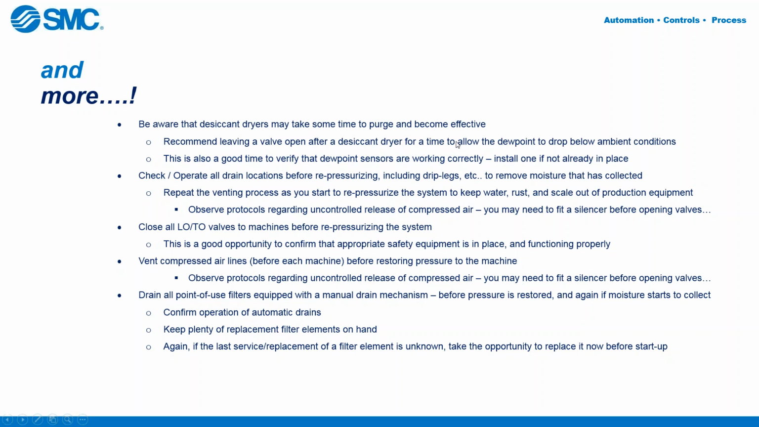Then as you start walking the plant, you'd first want to check the drain locations before repressurizing, like drip legs and other automatic drains or drain traps, so that if any moisture has collected during the shutdown, you can drain that away. Then walk the system again and repeat that process once you've repressurized, to make sure that water, rust, and scale is drained away rather than moved downstream into your equipment.